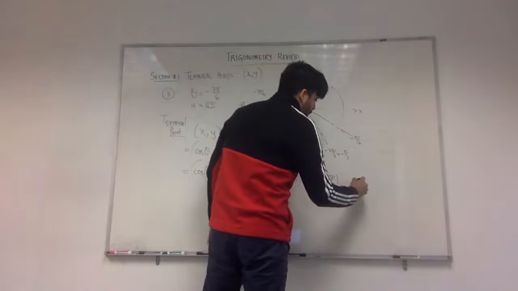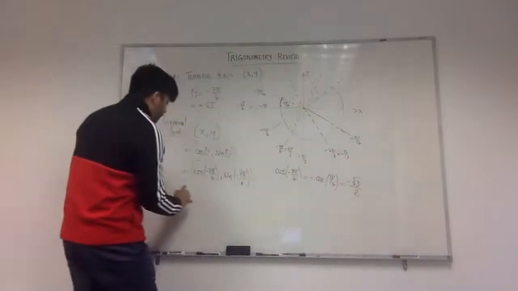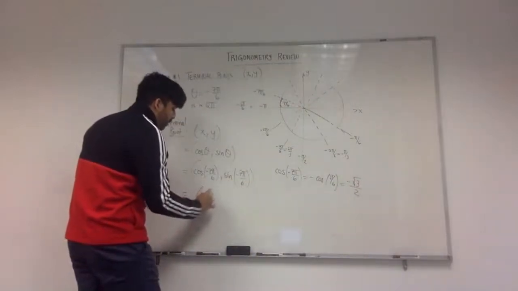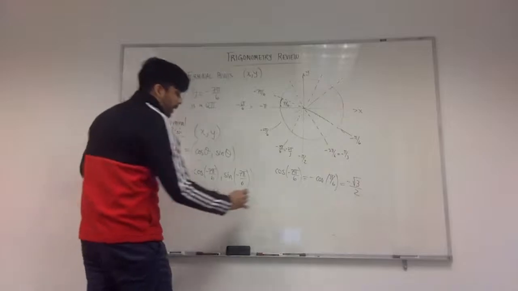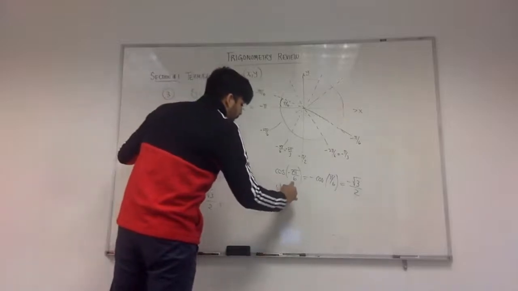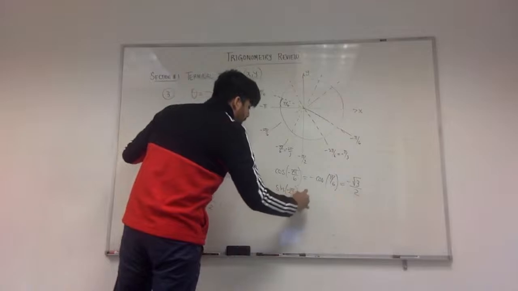You should know it's negative radical 3 over 2. So my terminal point for my x value would be negative radical 3 over 2. Now I'm going to do the same exact thing for sine. Sine of negative 7 pi over 6.